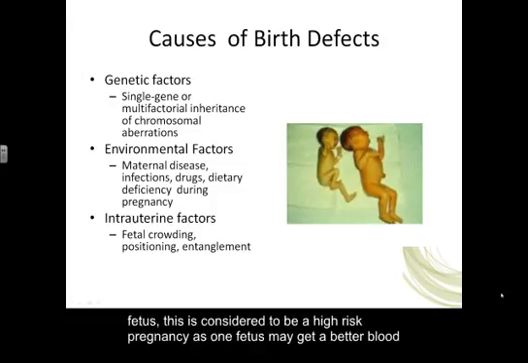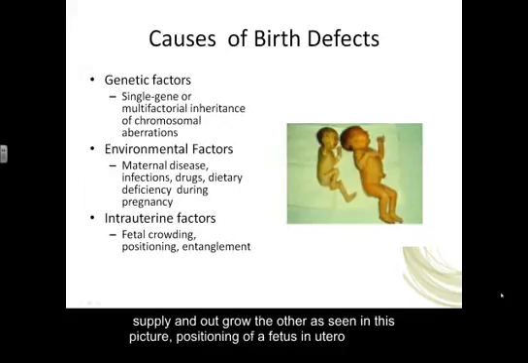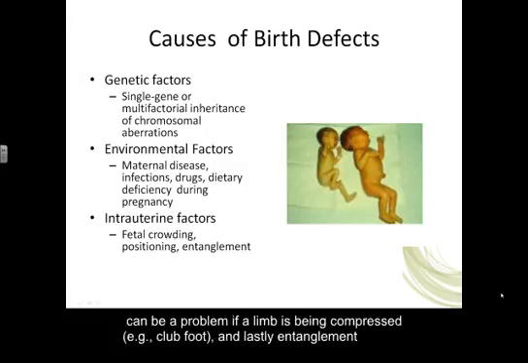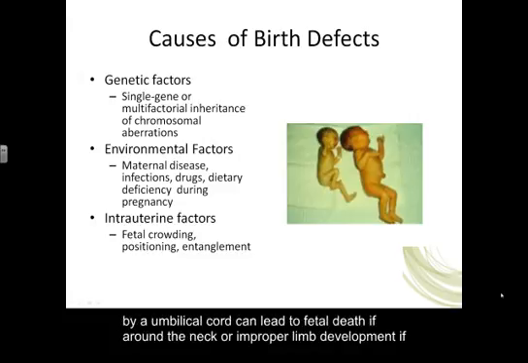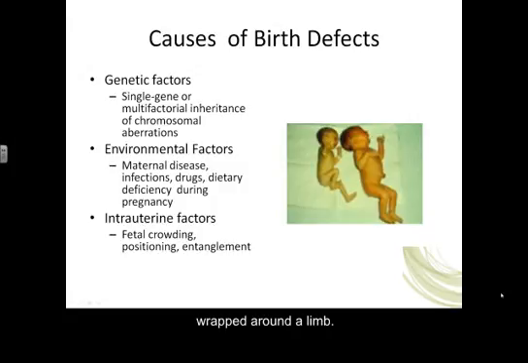Intrauterine factors. Fetal crowding. Anytime a mother carries more than one fetus, this is considered to be a high-risk pregnancy, as one fetus may get a better blood supply and outgrow the other, as seen in this picture. Positioning of a fetus in utero can be a problem if a limb is being compressed, for example, club foot. And lastly, entanglement by an umbilical cord can lead to fetal death if around the neck, or improper development of the limb if wrapped around a limb.